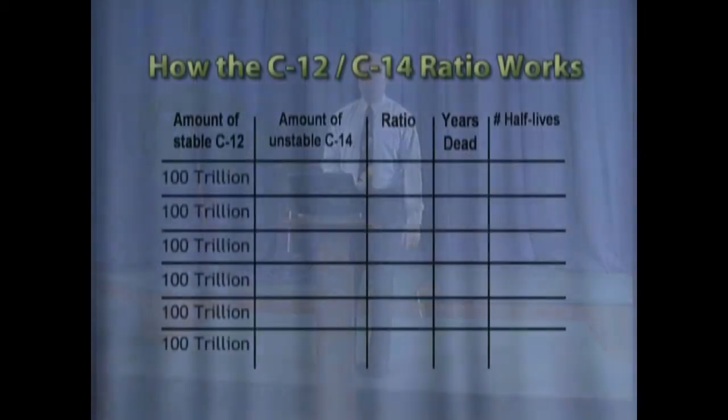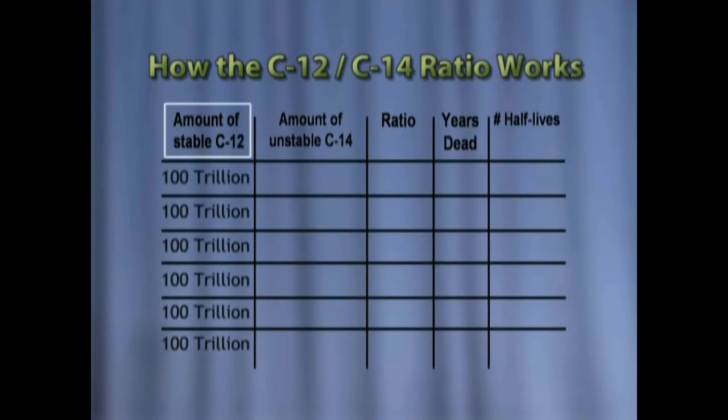So let's take a look at an example of how this works, how the C12 to C14 ratio helps us understand carbon-14 dating. Now, let's suppose on the left-hand column we have the amount of stable carbon-12. That will remain the same all up and down this column because carbon-12 is stable, it never decays. Then the second column we have the amount of unstable carbon-14 we find in a fossil. Then we'll put that in a third column called the ratio. Then we'll have another column called years dead. How many years has this creature been dead? And we'll measure that in terms of half-lives in the right-hand column.